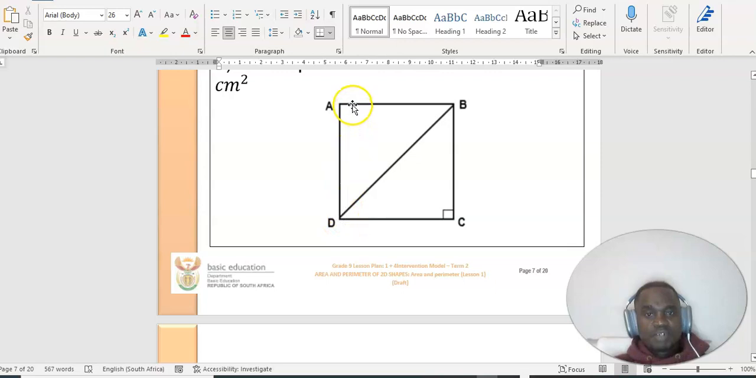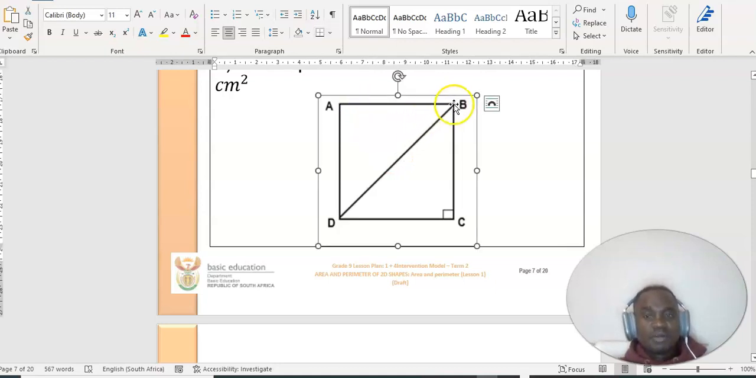ABD is also a triangle. It's also a right angle triangle. Where the 90 degrees faces is the hypotenuse. So we can use the Pythagoras theorem to find DB, which is the hypotenuse. We've done the theorem of Pythagoras. So here we can use the theorem of Pythagoras to find DB. We know this side, we know this side. They are equal. We found it.